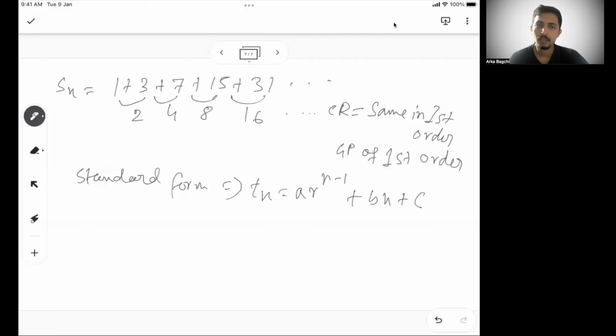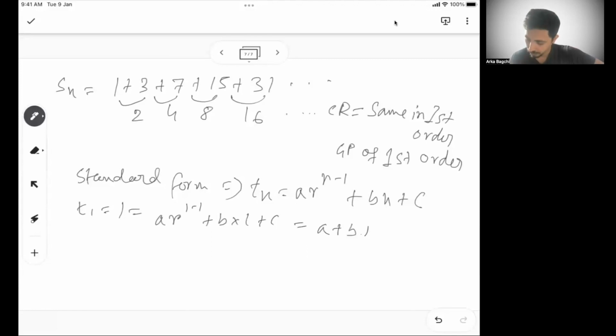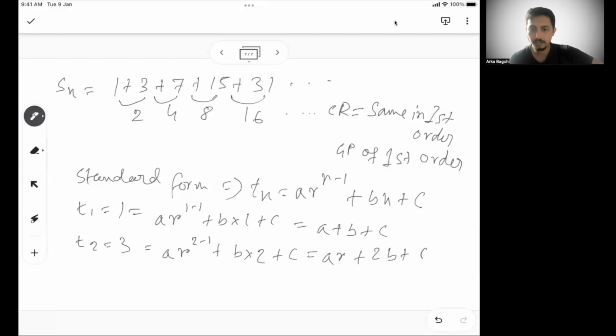Okay, so what we can know from here, what is my T1? My T1 is 1. So it is a r to the power 1 minus 1 plus b into 1 plus c, or we can say a plus b plus c. R to the power 0 is 1. Similarly, what is my T2? My T2 is 3. This is a r to the power n minus 1, n is 2 here. So 2 minus 1 plus b into 2 plus c, or we can say ar plus 2b plus c, right? So that way you can calculate this.